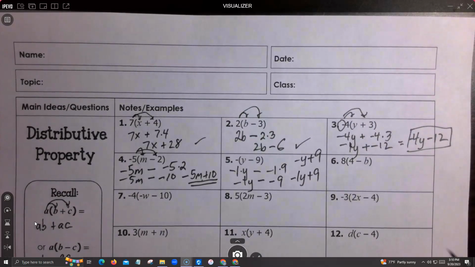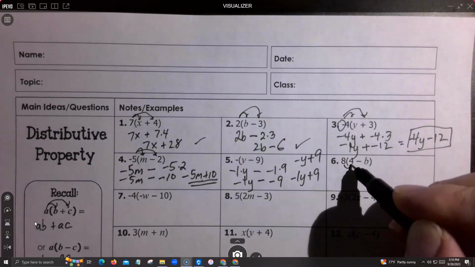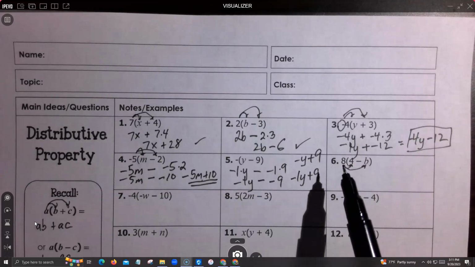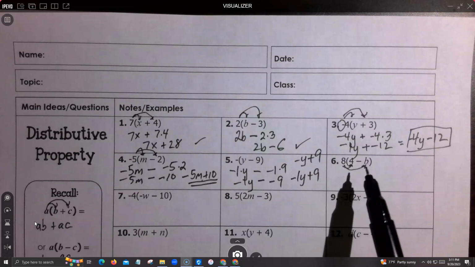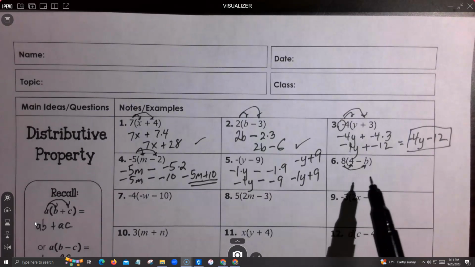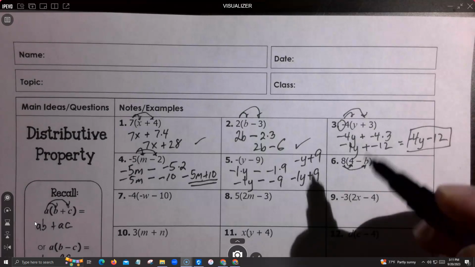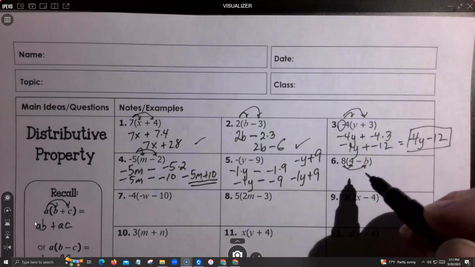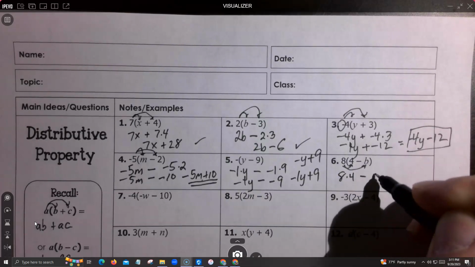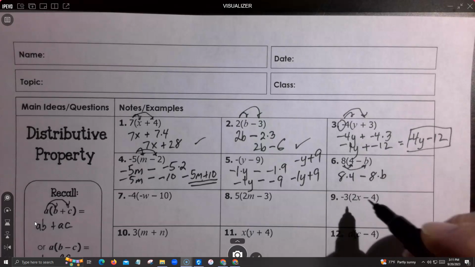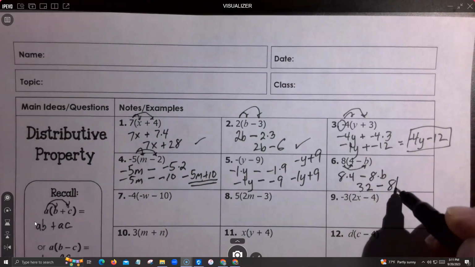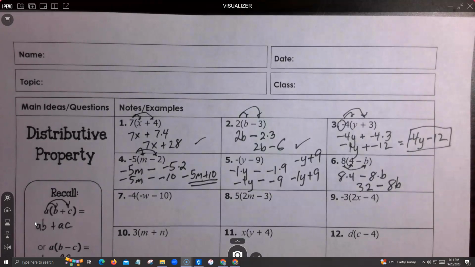So now you just practice doing it. Now the hard part: I draw these little arrows on here because I have a tendency to do the first number and forget about the second thing. So I put my arrows in here to remind me to do both of them, especially when I get tired, I tend to forget. So I got 8 times 4 minus 8 times b. So this is going to be 32 minus 8b, and I'm done.